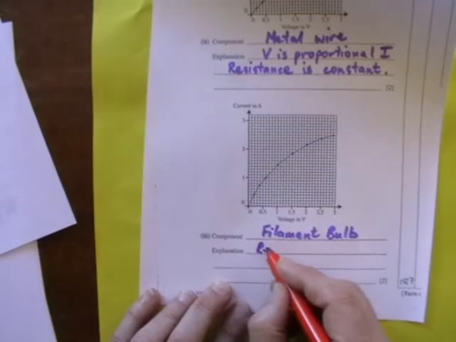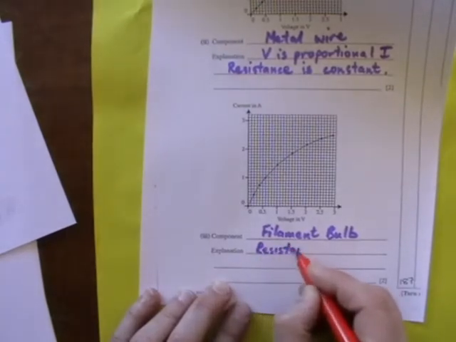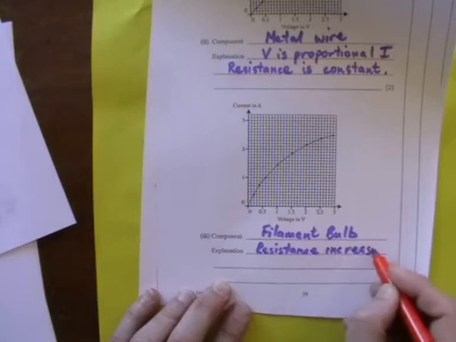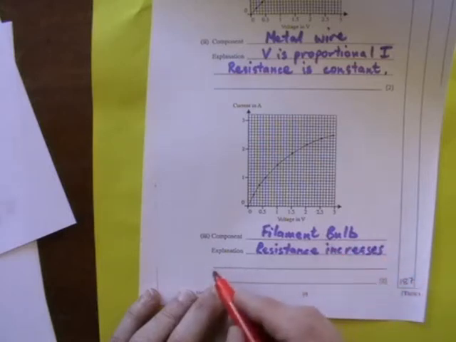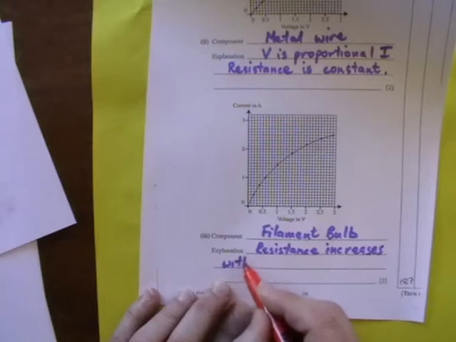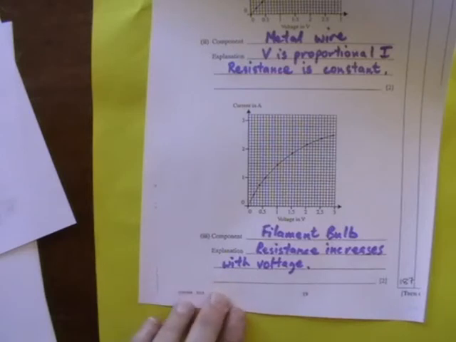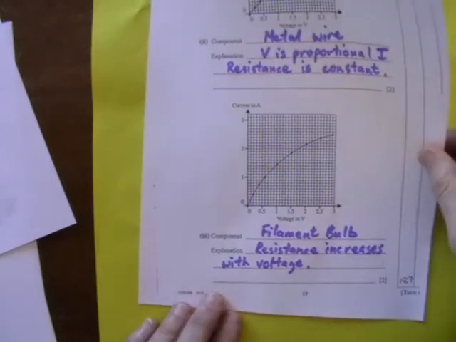So the resistance increases with voltage. So that indicates that it's something which has a metal filament in it which is heating up, and the resistance is changing, the resistance is increasing.